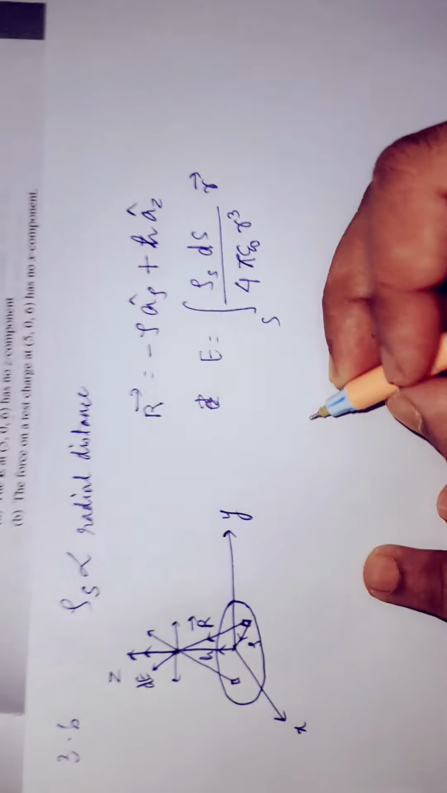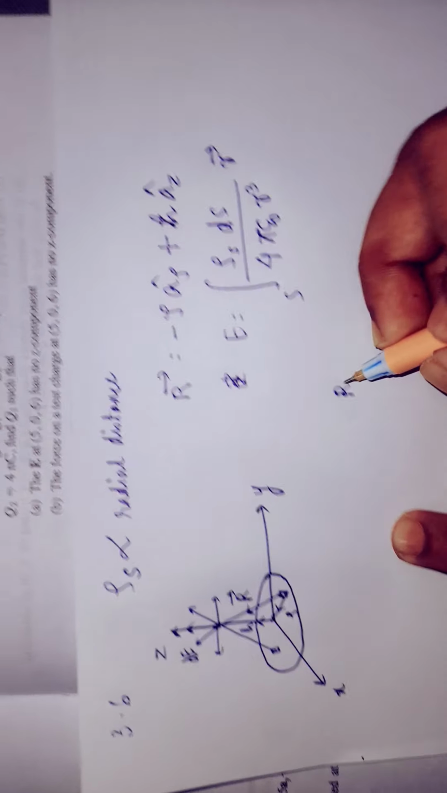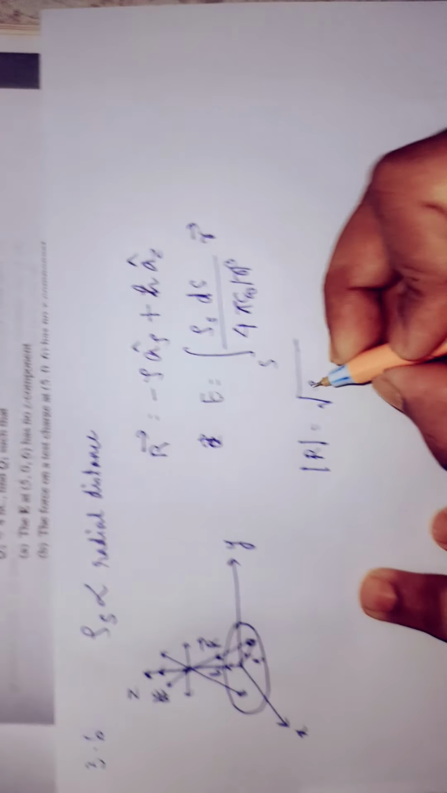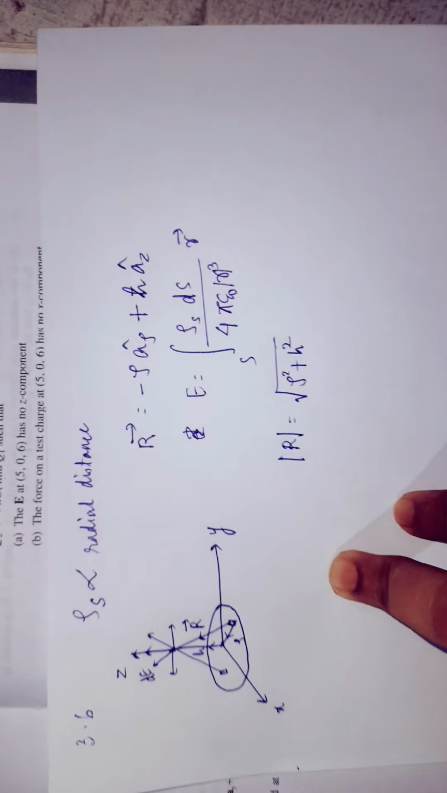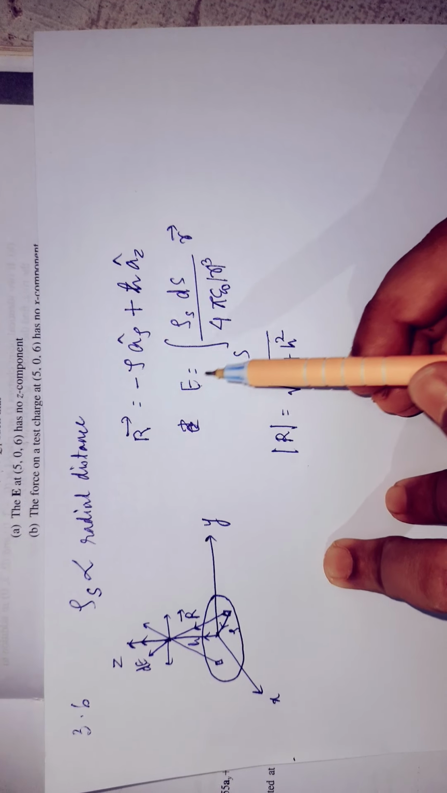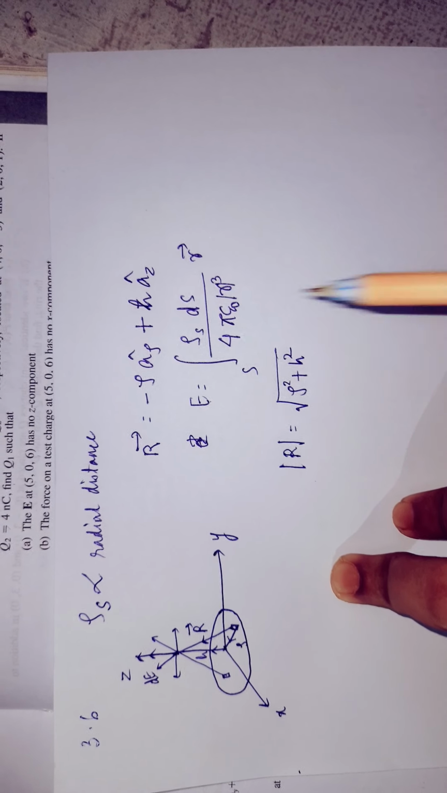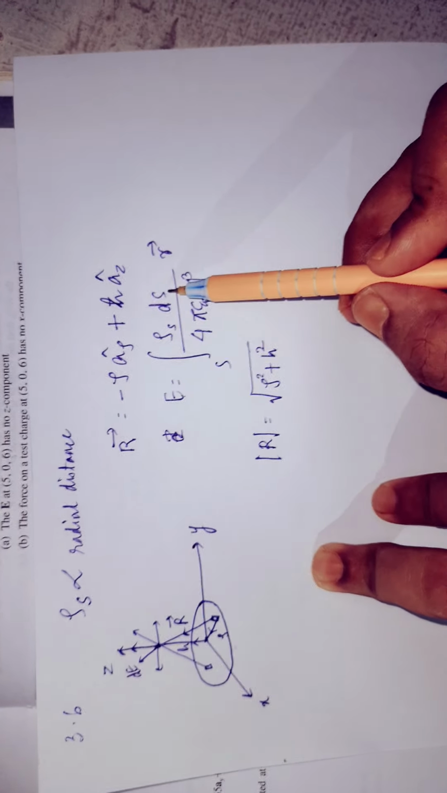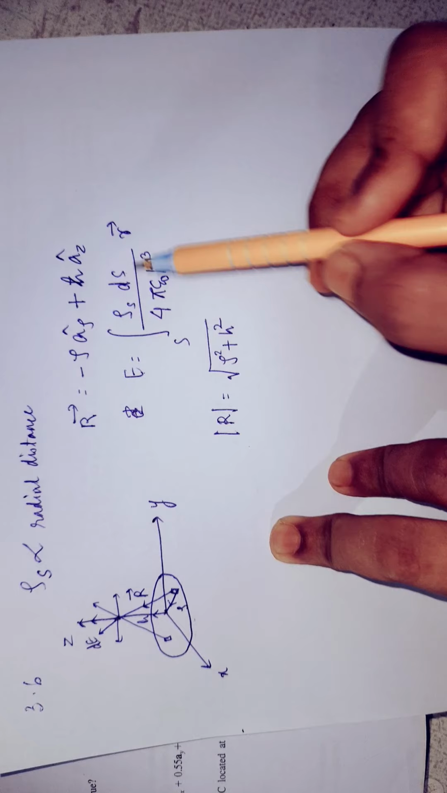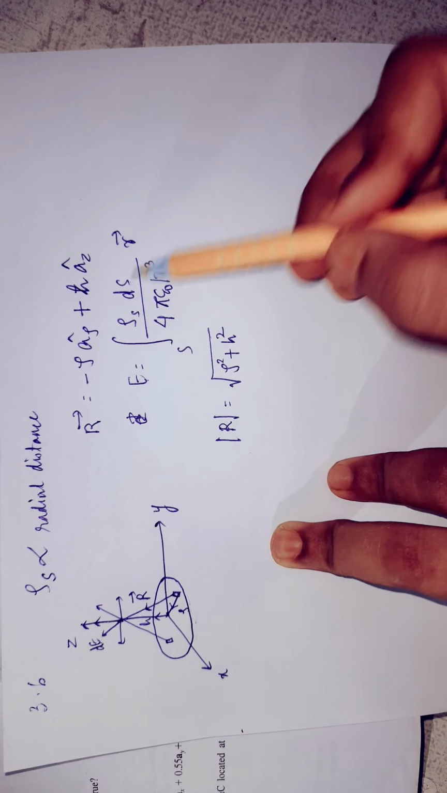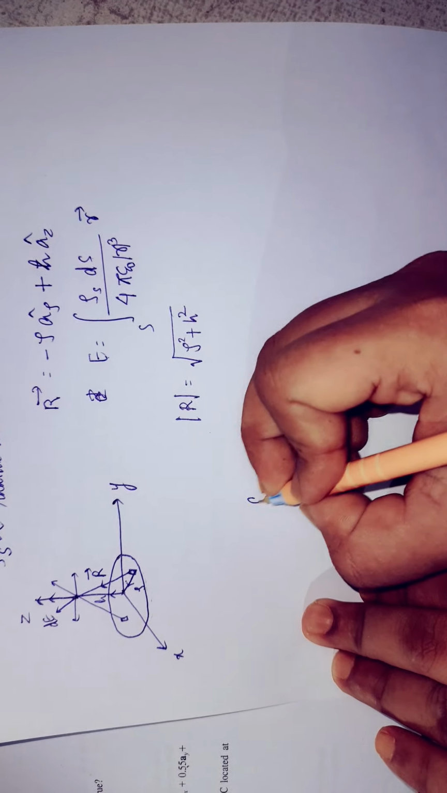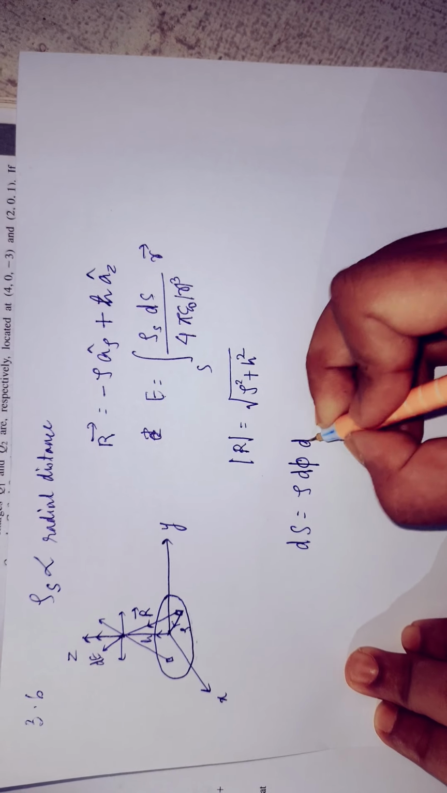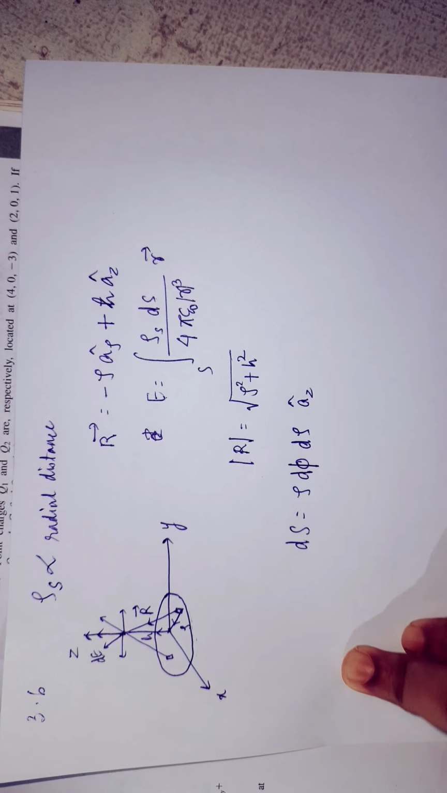Okay, then what is this? R mod, well, this is mod over here. This r mod will be the square root of rho square plus h square. Is that clear? Over here I have written ds. This is referring to the xy plane, so instead of ds I can write dx dy, or if I take cylindrical coordinates, I can find it more easily. I can use ds equal to rho d phi d rho, and the direction is in the az direction.